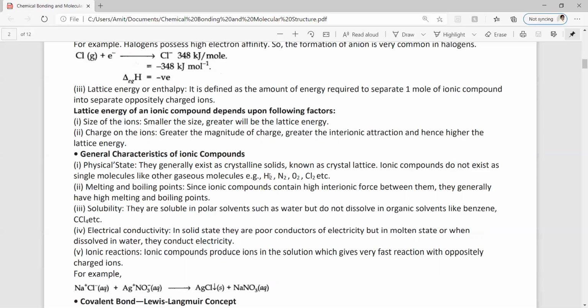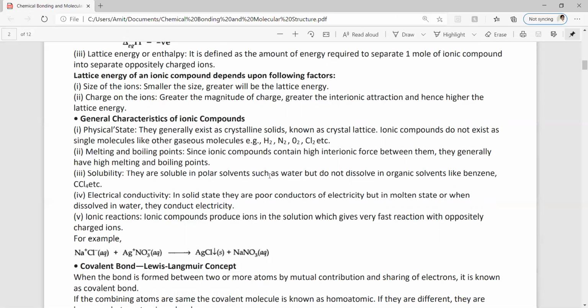Electrical conductivity. In solid state, they are poor conductors of electricity, but in molten state or when dissolved in water, they conduct electricity. So we all know electrolysis, how it is done. So when sugar and salt are dissolved in water, since they are crystalline solids, once they dissolve, they are good conductors of electricity. Ionic reactions. Ionic compounds produce ions in the solution, which give very fast reactions with oppositely charged ions. So sodium chloride plus silver nitrate will give you silver chloride plus sodium nitrate. Okay.